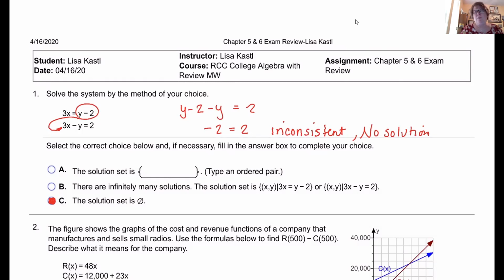Now, if I had come up with something that was always true, like 2 equals 2, something of that nature, that means it's dependent. And that means there are an infinite number of solutions. And of course, if I come up with a distinct x and y, then it has a solution set, which is an ordered pair.